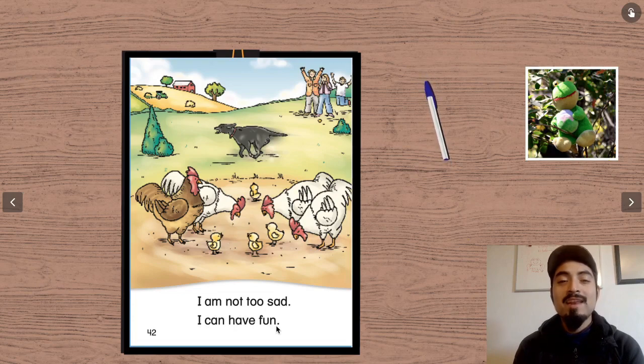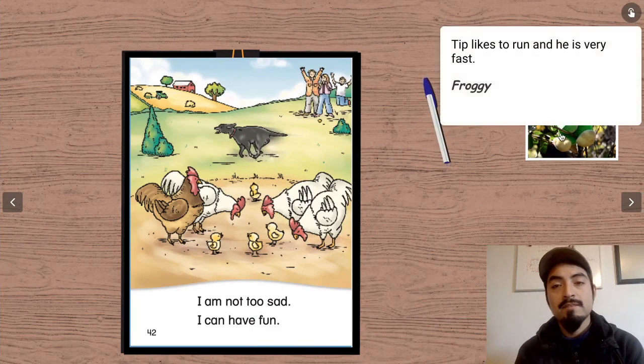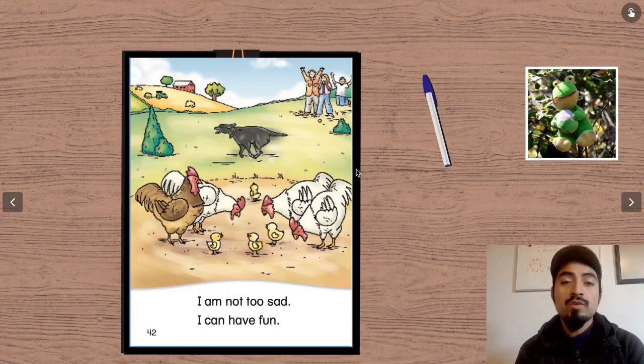Cool. Now Tip is not sad anymore. How does he feel? Of course he feels happy. Look at the picture. Froggy says, Tip likes to run and he's very fast. It's true. Look at this. Tip is very fast and he's very happy. He can do a lot of things now in the country. He's not sad anymore. He is happy.